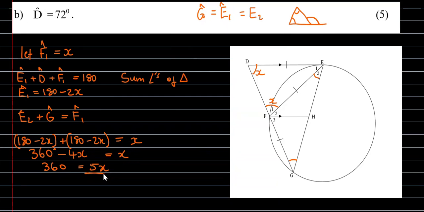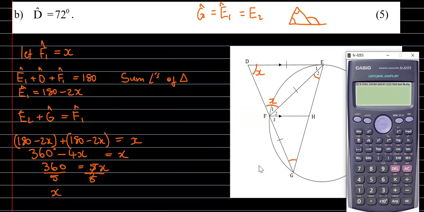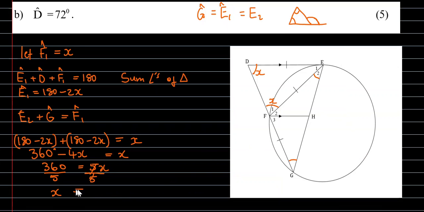So if you divide both sides by 5 so that you can find your x, here you will have x is equal to, let's press the calculator and see, 360 degrees divided by 5. What do we get? We get 72. So you come here, you say x is equal to 72. Therefore, D also is 72, because D is also equal to x.